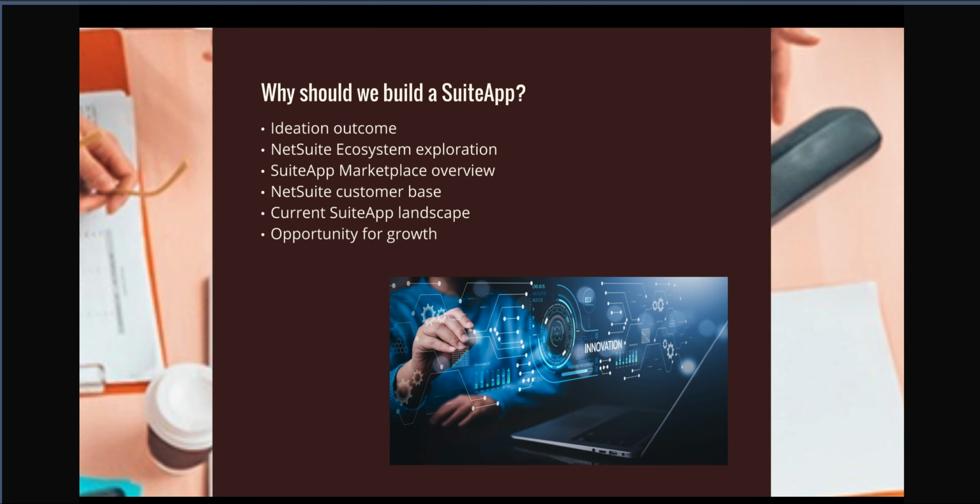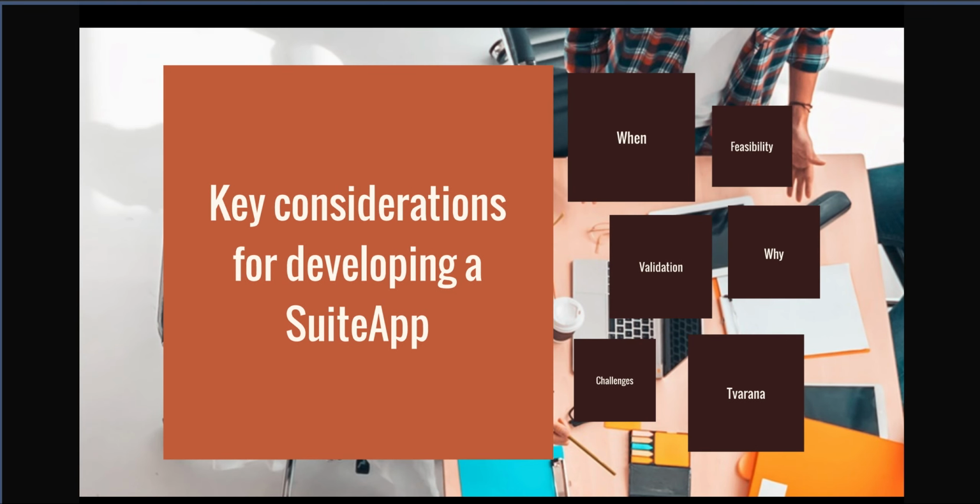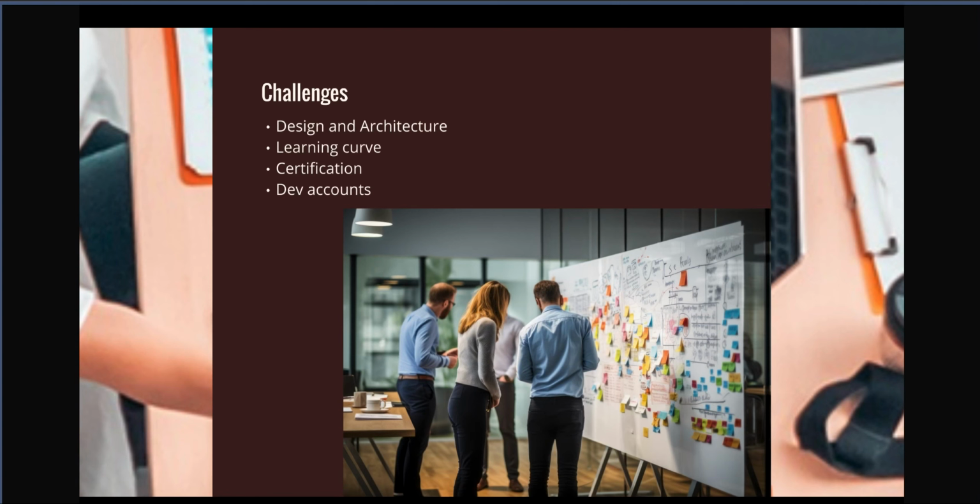What could be some of the challenges that we might face during the course of building a suite app? Yeah. So now that we have an understanding of the NetSuite ecosystem and marketplace, we could look at the challenges. While the idea of building a suite app seems lucrative, there are a few challenges that need to be handled during this process. First and foremost, a suite app needs to start with a sound design and technical architecture. So you will need experienced architects who can help with this process. And then you'll need a good NetSuite development team.